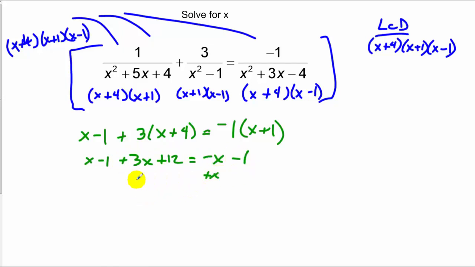Add x to both sides gives me a total of 5x plus 11 is equal to negative 1. Subtract 11 to both sides. 5x equals negative 12, and x equals negative 12 over 5.